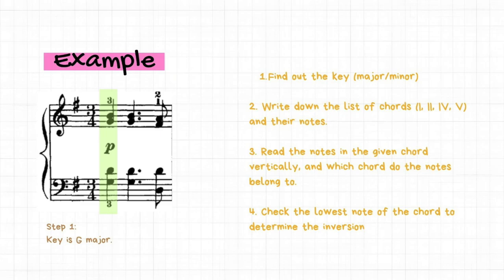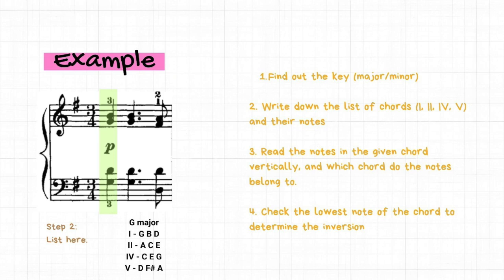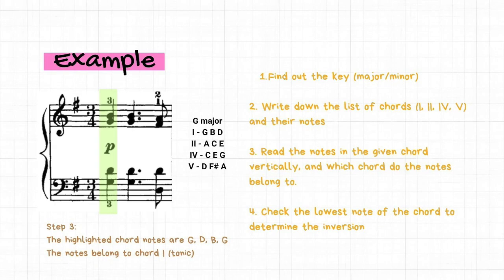Firstly, we have to find out the key, whether it's a major or minor. The key is G major in this case. And next, write down the list of chords 1, 2, 4, 5 and their notes. So I have written it down here. And step 3, read the notes in the given chords vertically and find which chord the notes belong to. The highlighted chord notes are G, D, B, G. The notes belong to chord 1, which is the tonic. And lastly, check the lowest note of the chord to determine the inversion. The lowest note is a G, which is the first note of the triad, so the chord is 1A.